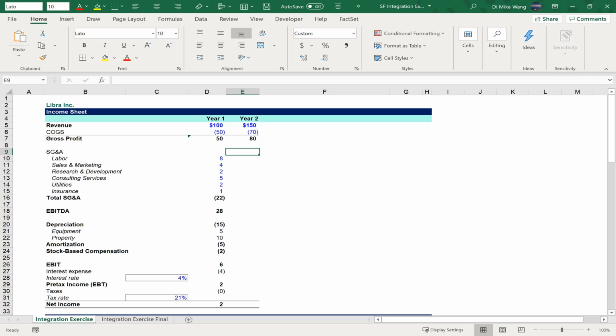For our sales, general, and administrative items, remember that's operating expenses, we'll enter $10 for labor since $10 was paid for in cash, $6 for sales and marketing, $3 for research and development, $3 for utilities, $3 for consulting services, and $1 for insurance, because even though we didn't actually pay money this year for insurance, $1 of insurance was spent this year on an accruals standpoint, and we're going to actually deduct that from our balance sheet. We'll see that in a second.